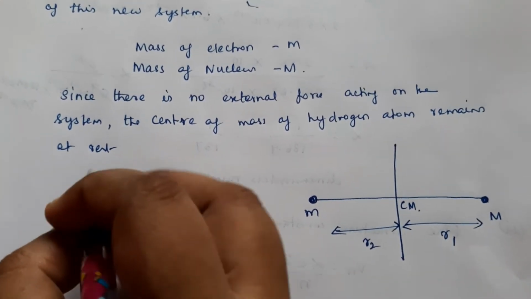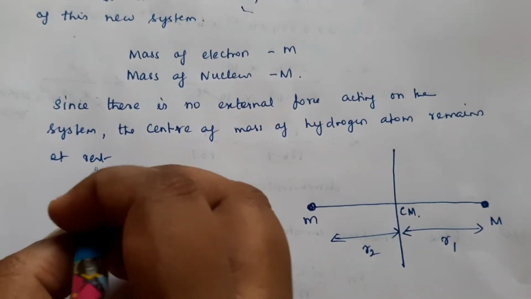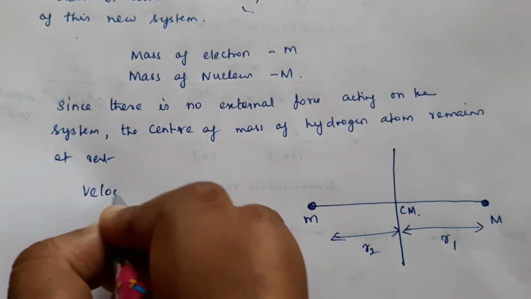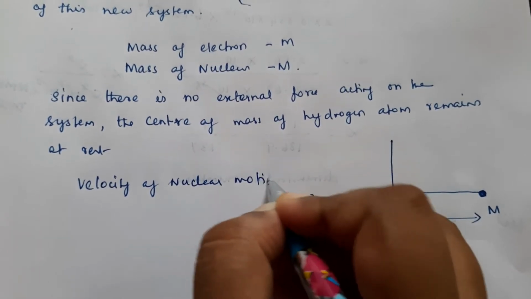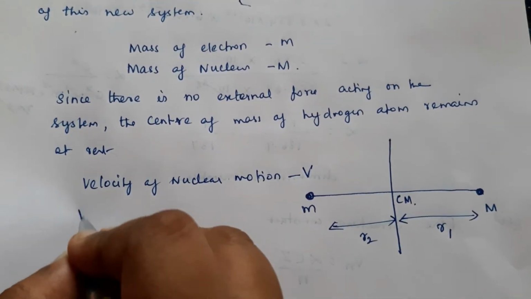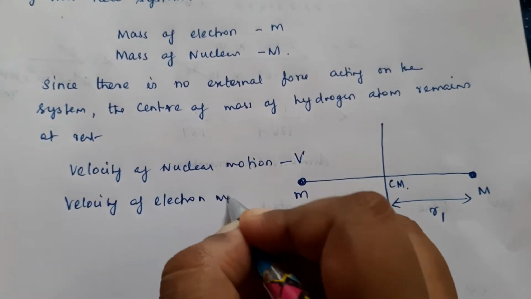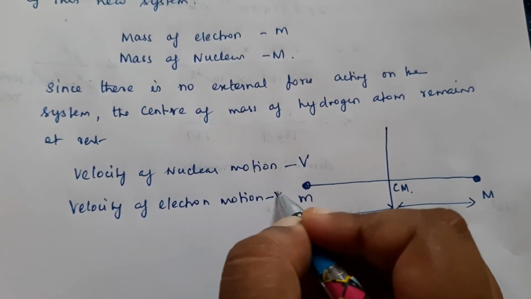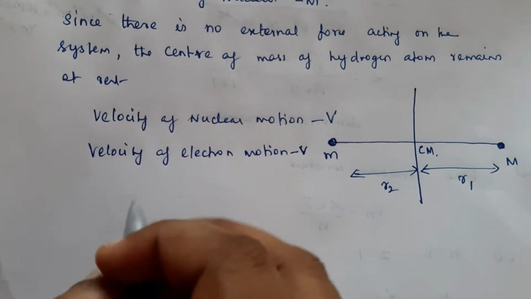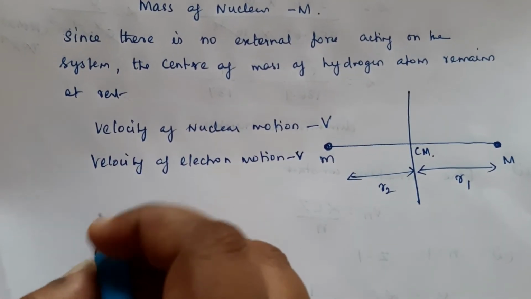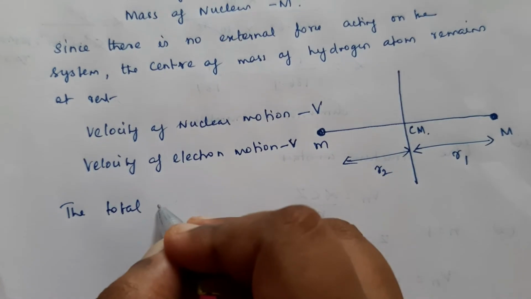Now both the nucleus as well as the electron are in motion. So the velocity of nuclear motion we can take as capital V. The velocity of electron motion, because both are moving, we can take as small v. Now in this system the total linear momentum is 0. You can take the total linear momentum as equal to 0.